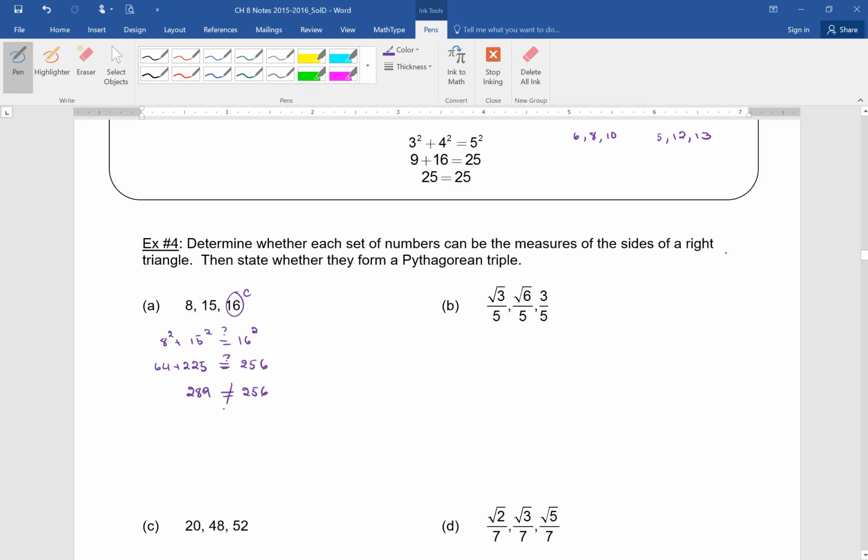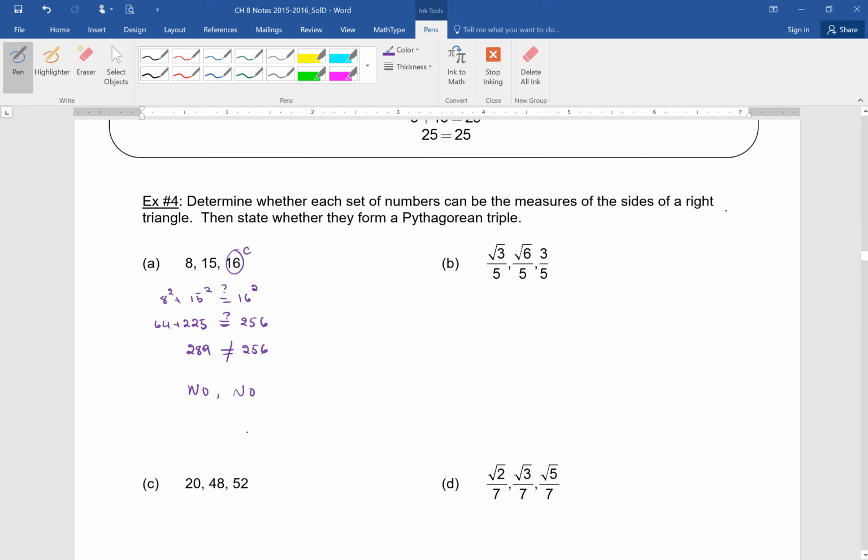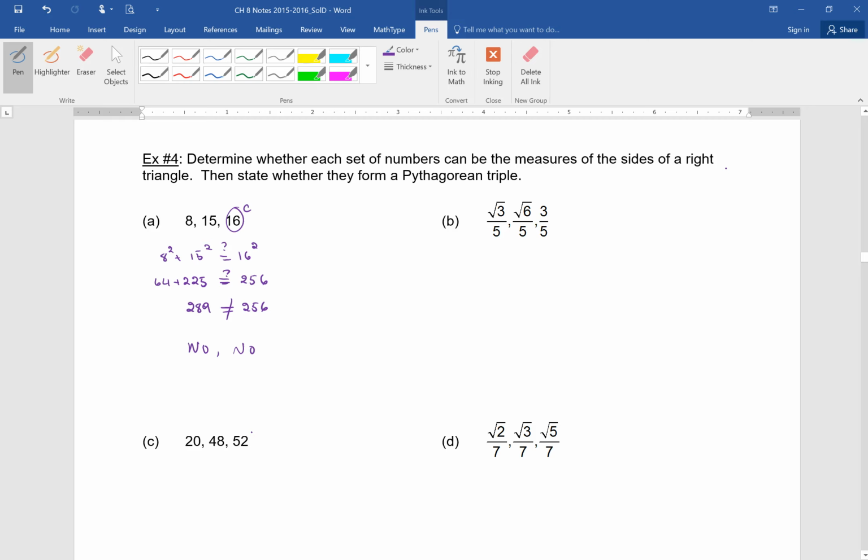Now, we have two questions here. Does it make a right triangle? No. Is it a Pythagorean triple? No. So this is a no and a no. Two answers, two questions. But it can be a yes and a no. All right, so look at this one.